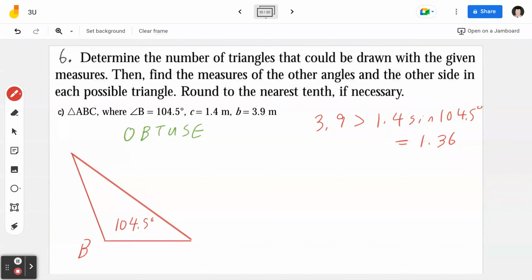Now, this doesn't tell you there are 2 triangles. It just means there is a triangle. So again, for the obtuse case, either it will form no triangles or it will form one triangle only. You're not going to get 2 triangles if the angle is going to be obtuse.